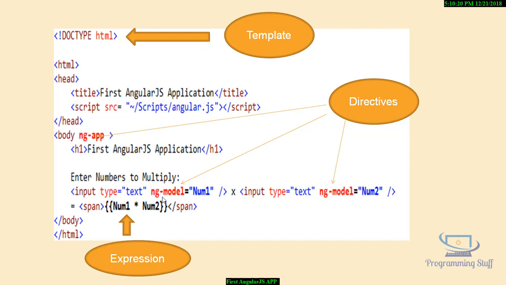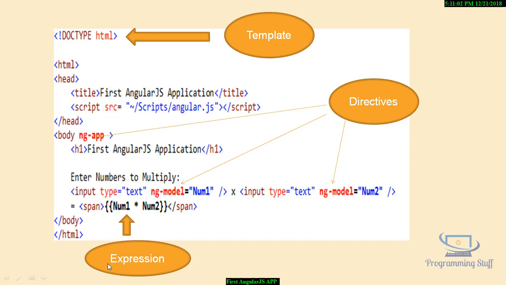ng-model. The ng-model directive binds an HTML element to a property on the $scope object. We will learn about this later, but for now let's consider this as a model property. In this example, we have included the ng-model directive on both text boxes with different names, num1 and num2. The AngularJS framework will create two properties, num1 and num2, in the scope and will assign the value that we type into the text box.